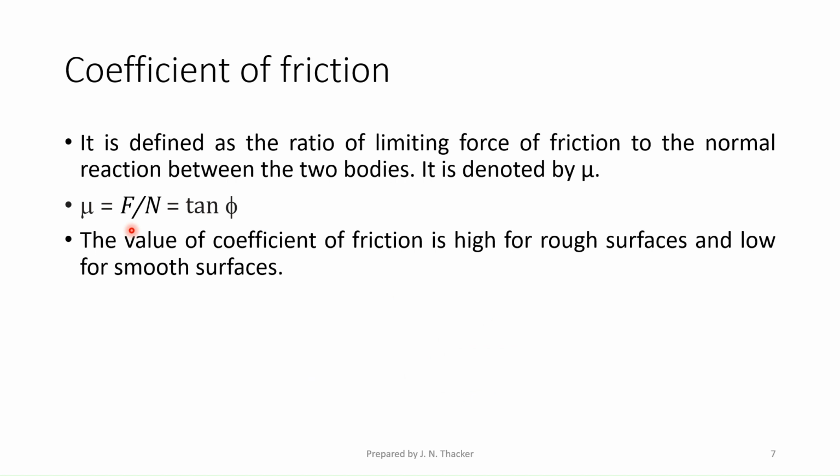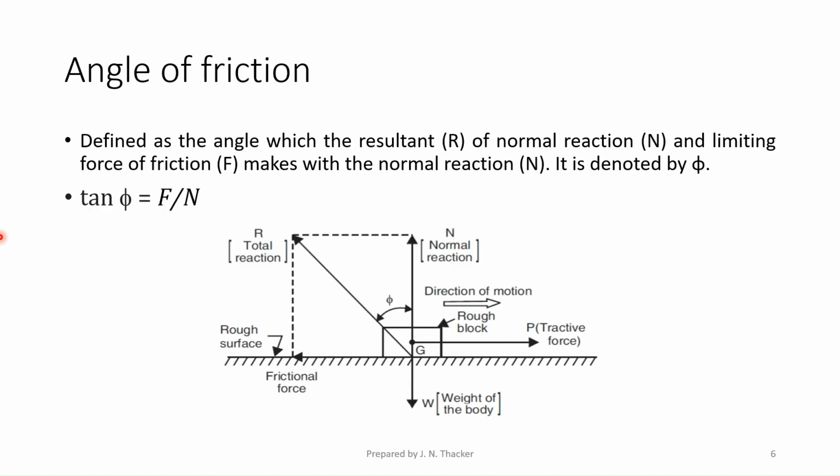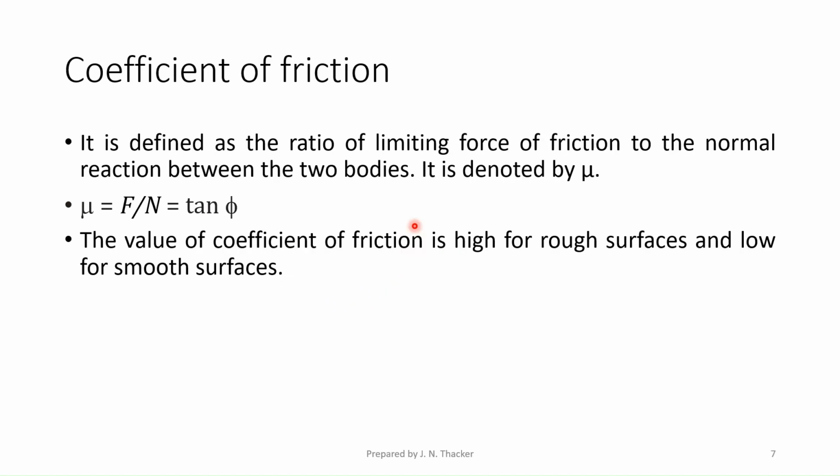Next is coefficient of friction. Coefficient of friction is defined as the ratio of limiting force of friction to the normal reaction between the two bodies. It is denoted by mu. So there will be a ratio between F and N, and you will call this coefficient of friction mu. Mu is equal to F by N, and also we know that F by N is tan phi. The value of coefficient of friction is high for rough surfaces and low for smooth surfaces.